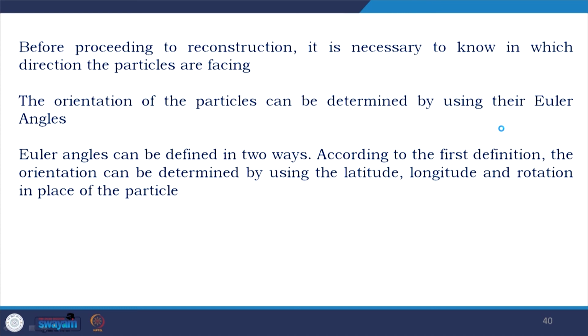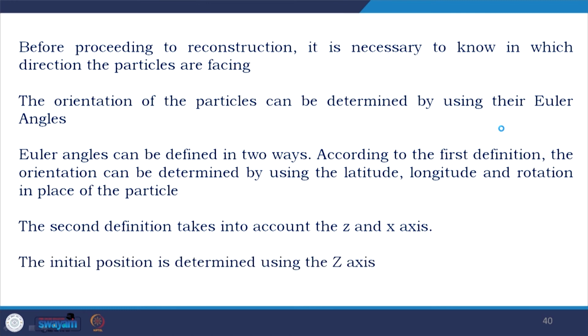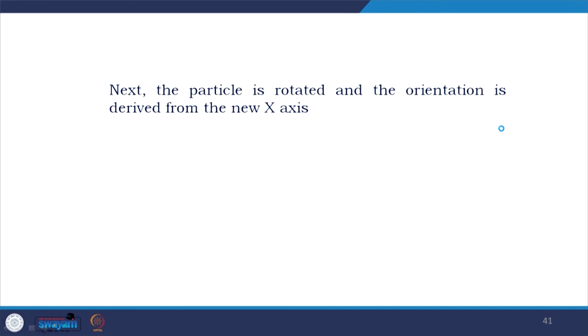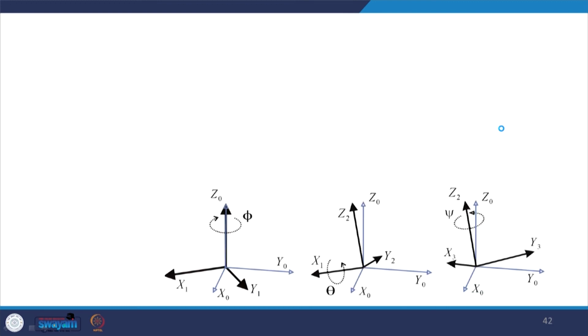Now, the Euler angle can be defined in two ways. According to the first definition, the orientation can be determined by using the latitude, longitude and rotation in plane of the particle. The second definition takes into account the z and x axis. The initial position is determined using the z axis. Next, the particle is rotated and the orientation is derived from the new x axis. The third and final calculation is based on the location of the new z axis after it has been rotated around its x axis.